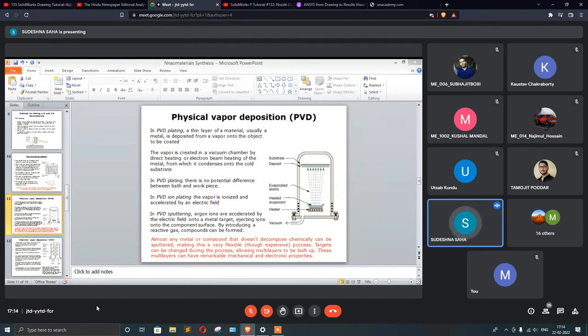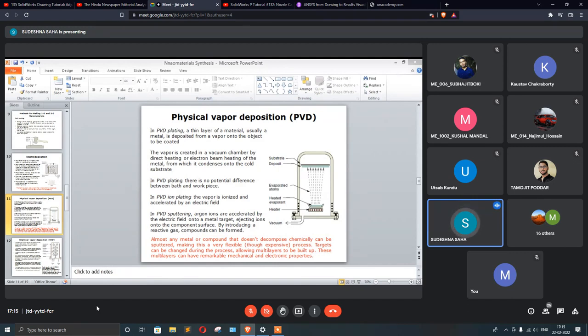Now, in this particular case, there is no chemical reaction that has happened; simply the material that is being evaporated from the bottom has been deposited on top of the substrate, where the substrate has been placed.